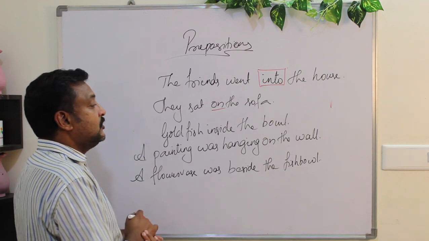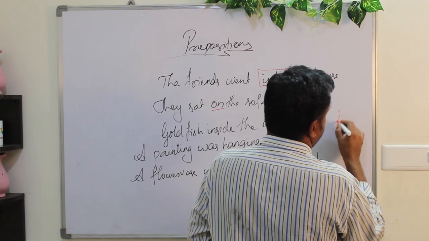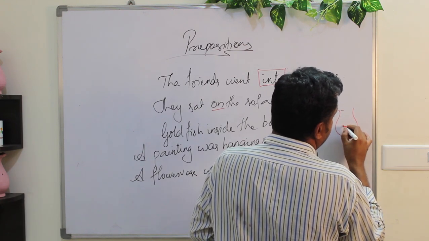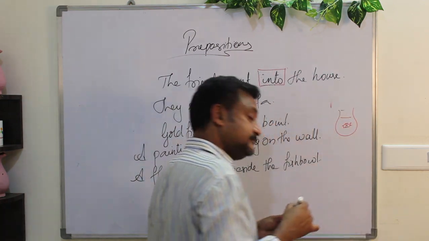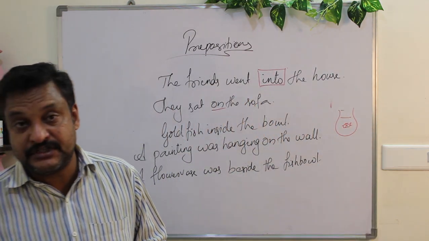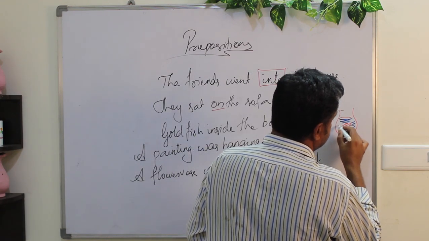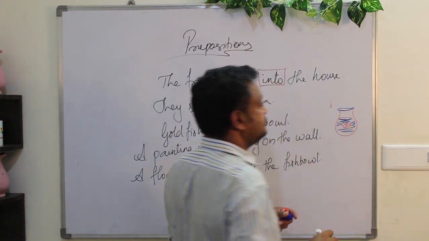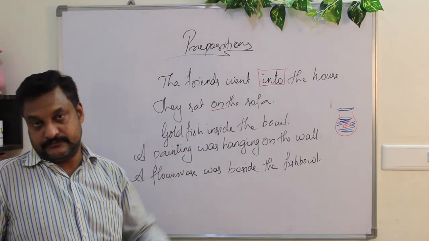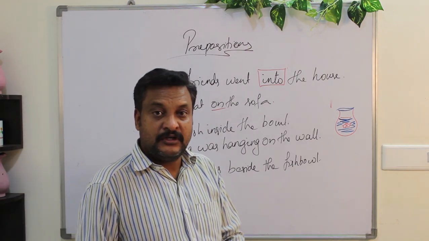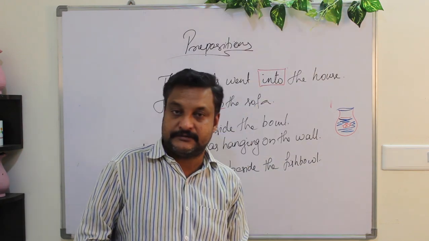Right? Then the goldfish was inside the bowl. Isn't it? So if this is a bowl, there is a goldfish. And where is that? Where is the goldfish? The goldfish is inside the bowl, isn't it? Now, a painting was hanging on the wall. There was a piano and beside the piano there was a wall and this painting was displayed on that.